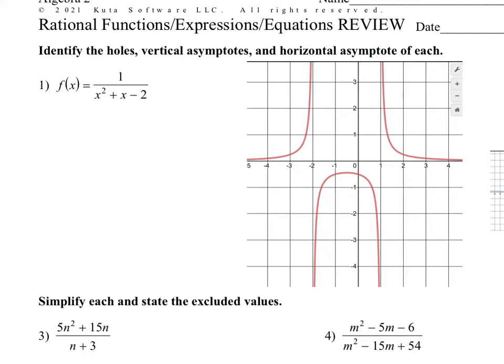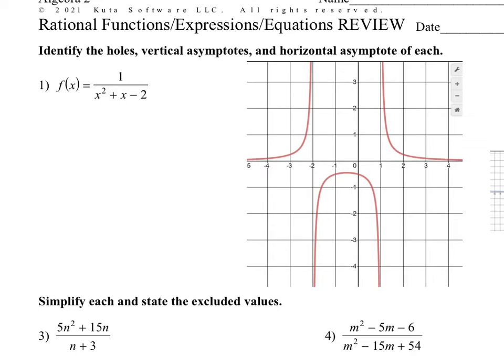Alright guys, so let's get into some review problems for rational functions, expressions, and equations. So the first couple here are to identify holes, vertical asymptotes, and horizontal asymptotes. And then we should also be able to sketch the graph. I actually just typed this into Desmos just to get an idea of it, but we'll walk through some of the things that we should be familiar with.